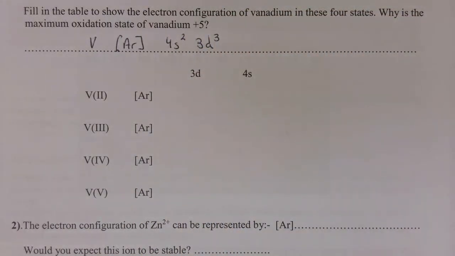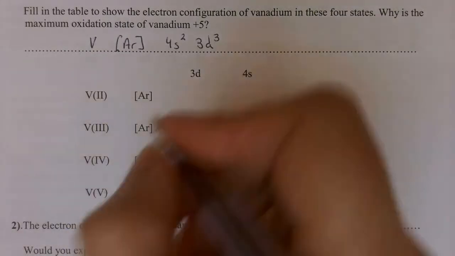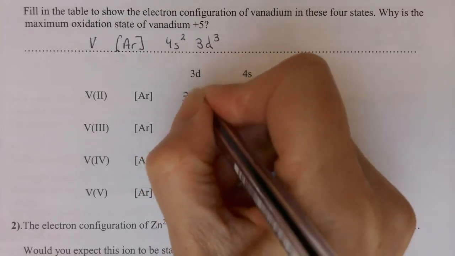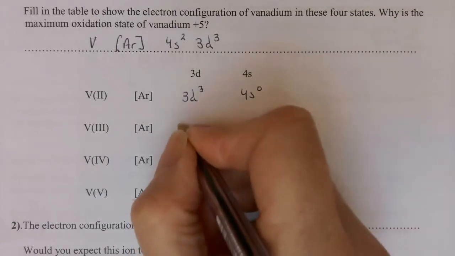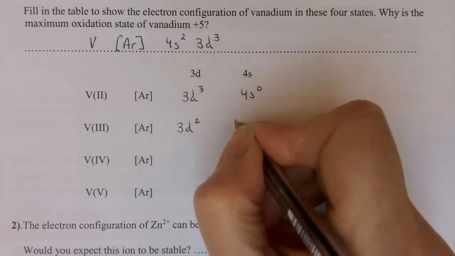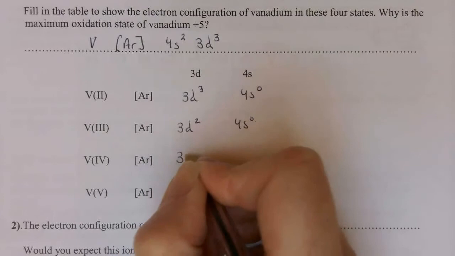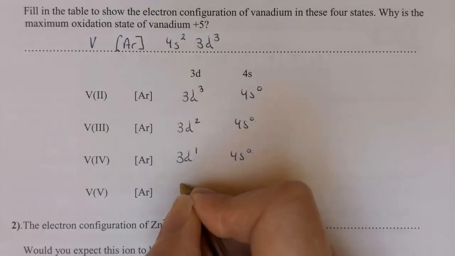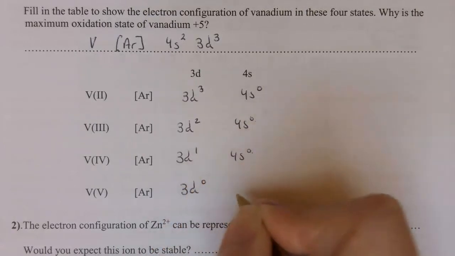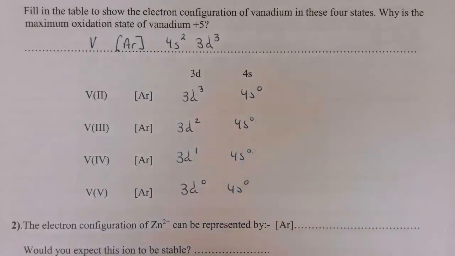So when it becomes an ion, it's going to lose the 4s electrons first. So the vanadium 2 plus is just going to be 3d3 4s0, and then 3 plus would be 3d2 4s0, 4 plus 3d1 4s0, and the highest oxidation state is 5 plus, 3d0 4s0. So that's why the maximum oxidation state is 5, because it only has 5 electrons in its d and its s orbitals.